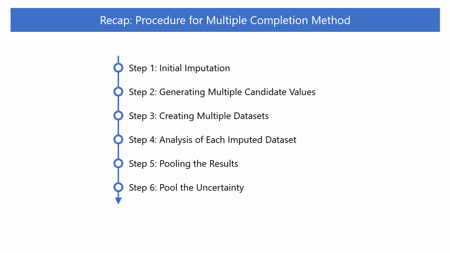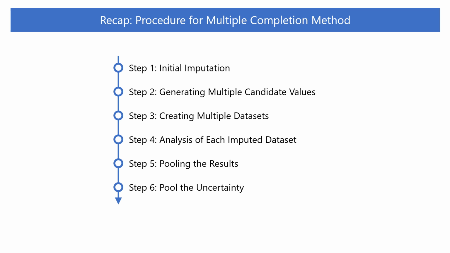In step 1, determining a single value to impute each missing data. In step 2, generate multiple imputed values based on a single imputed value. In step 3, create multiple datasets using those multiple imputed values. In step 4, perform analysis for each dataset.